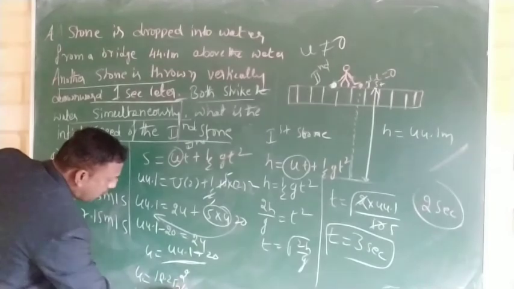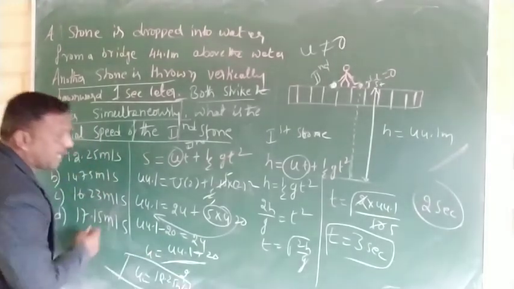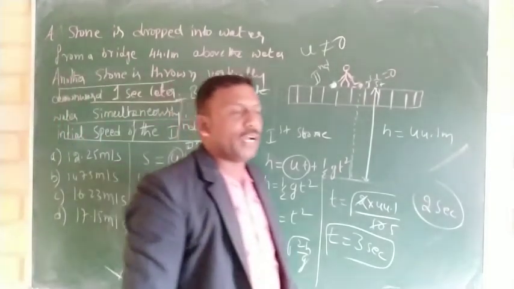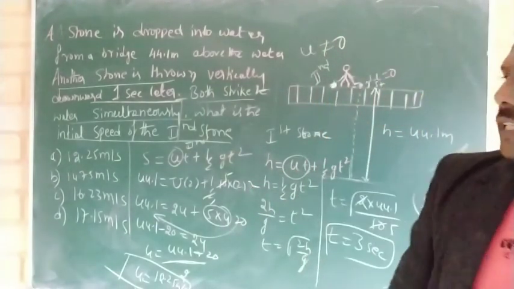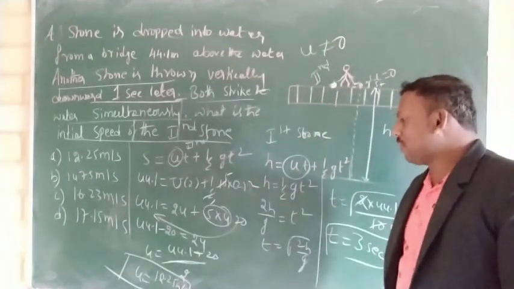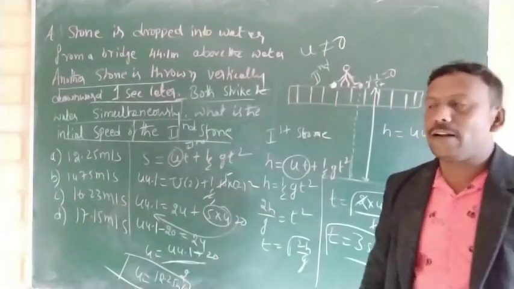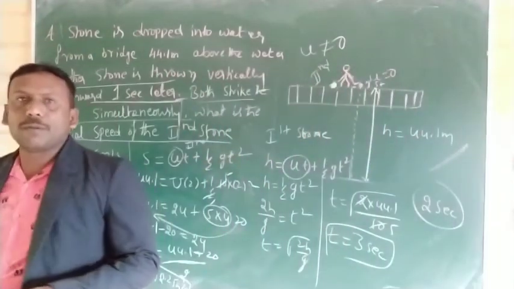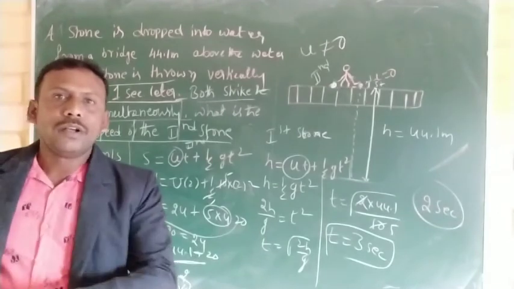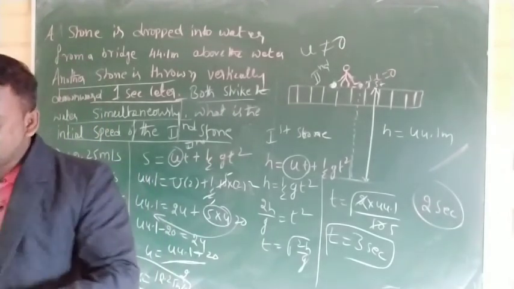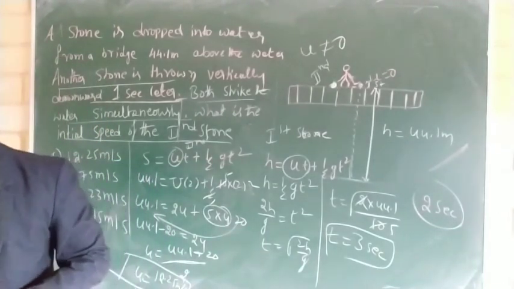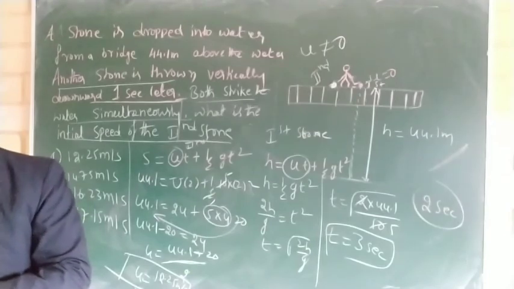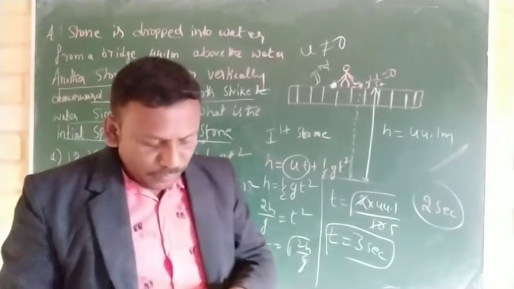The initial velocity of the second stone is 12.25 meter per second. This is a very important problem regarding the class 11 motion in a straight line chapter. Okay. Next question. Write down the question.